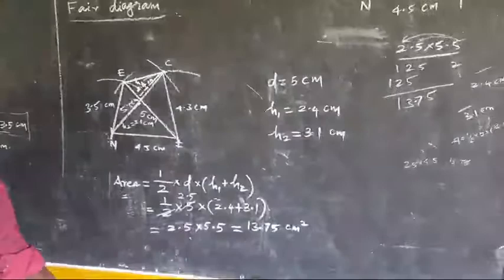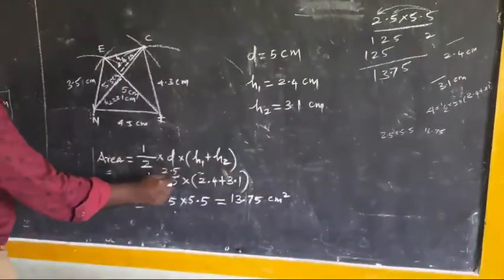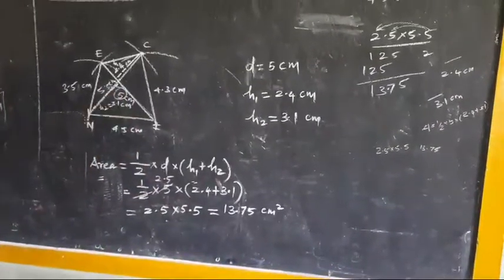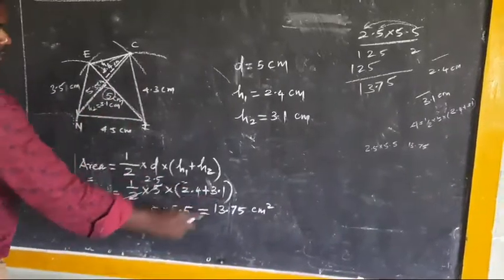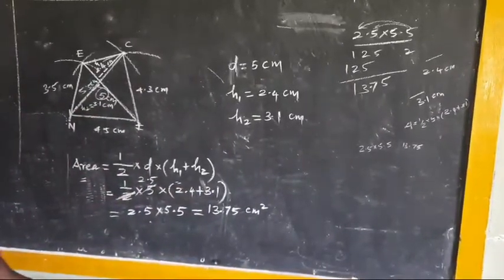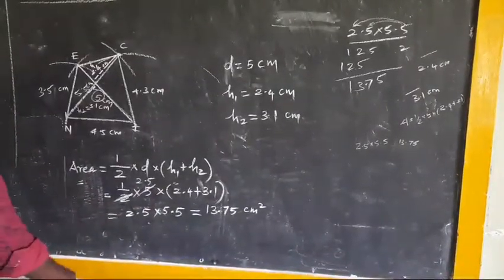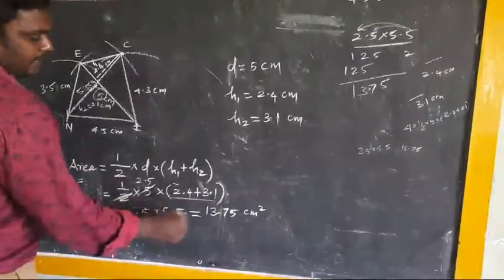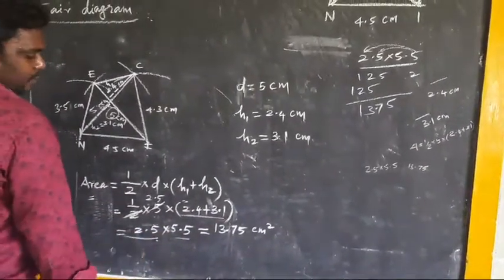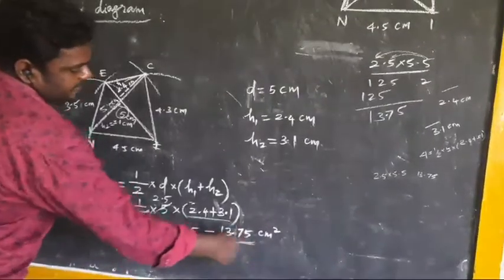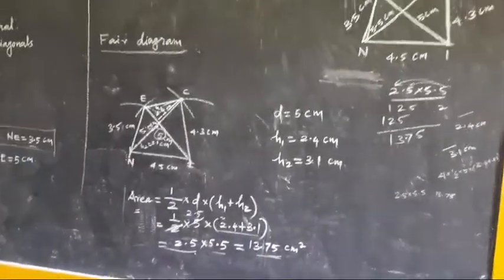We know that the area formula is half into D into (H1 plus H2). So half into D value 5. Here we take diagonal 5. H1 value is 2.4, H2 value is 3.1. Cancelling 2 and 5 gives the 2 table, so 2.5 times 2 is 5. 2.4 plus 3.1 is 5.5. So we multiply 2.5 into 5.5, and we get 13.75 centimeter square as the area of the quadrilateral.